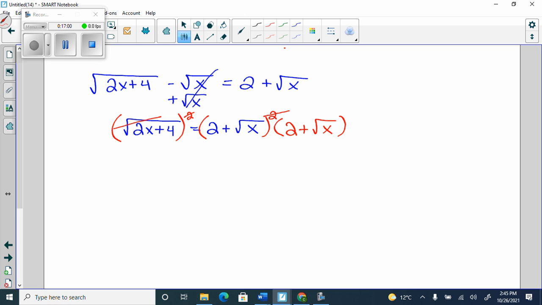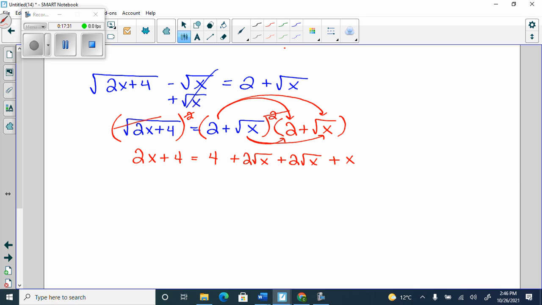When we square a square root, the square root sign goes away, and I'm left with 2x plus 4 equals 2 times 2, which is 4. Then 2 times root x is plus 2 root x. Then the inside, 2 times root x is plus 2 root x. And then I get root x times root x. When I multiply two radicals that are the same, you just get x without the square root symbol.